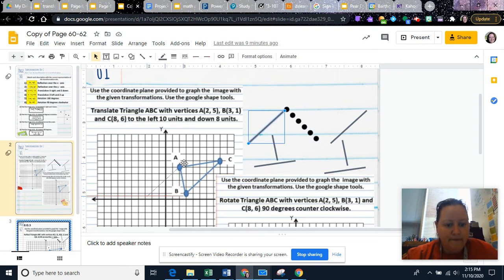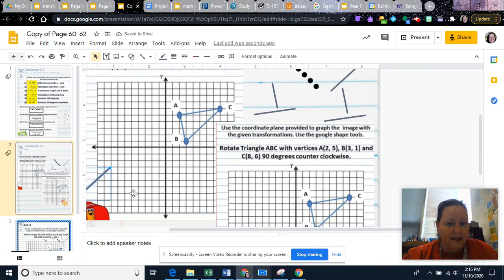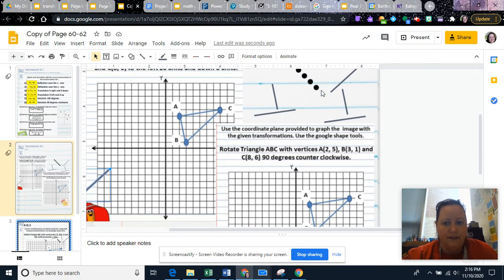So you can take this point for A, and one way to do it is just count the number over. 1, 2, 3, 4, 5, 6, 7, 8, 9, 10, and then it says down 8. 1, 2, 3, 4, 5, 6, 7, 8. So this point would be your new A. I did not take a point, I took a line. So I'm going to put that right there. And then I'll move this because I don't know where I need that yet.